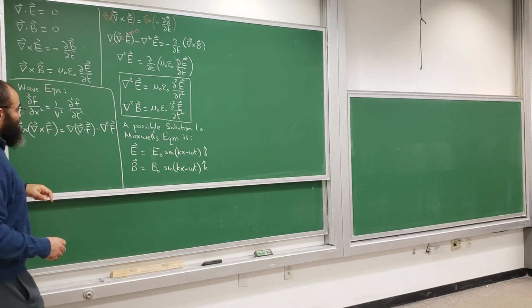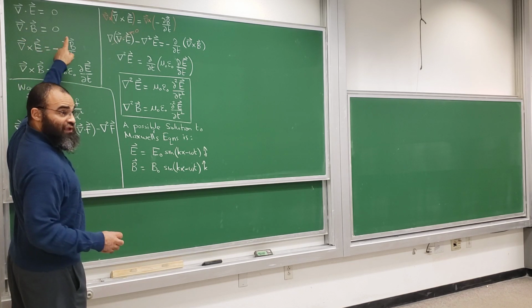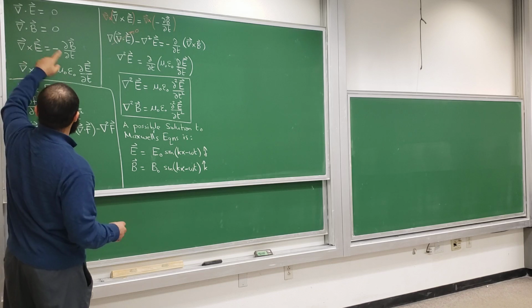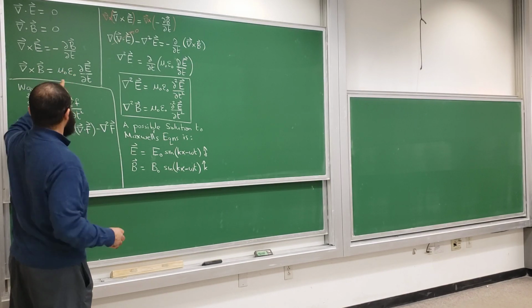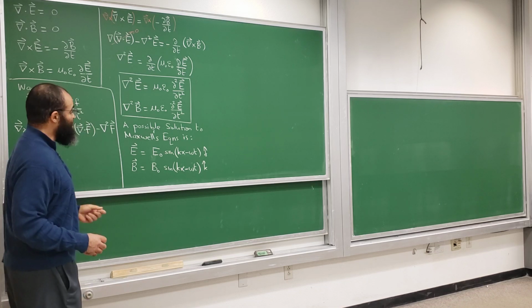So what you do is take the divergence of E and see if it's equal to 0, the divergence of B and see if it's equal to 0, the curl of E and see if it's equal to minus the time derivative of B, and this one also. So let's do that.